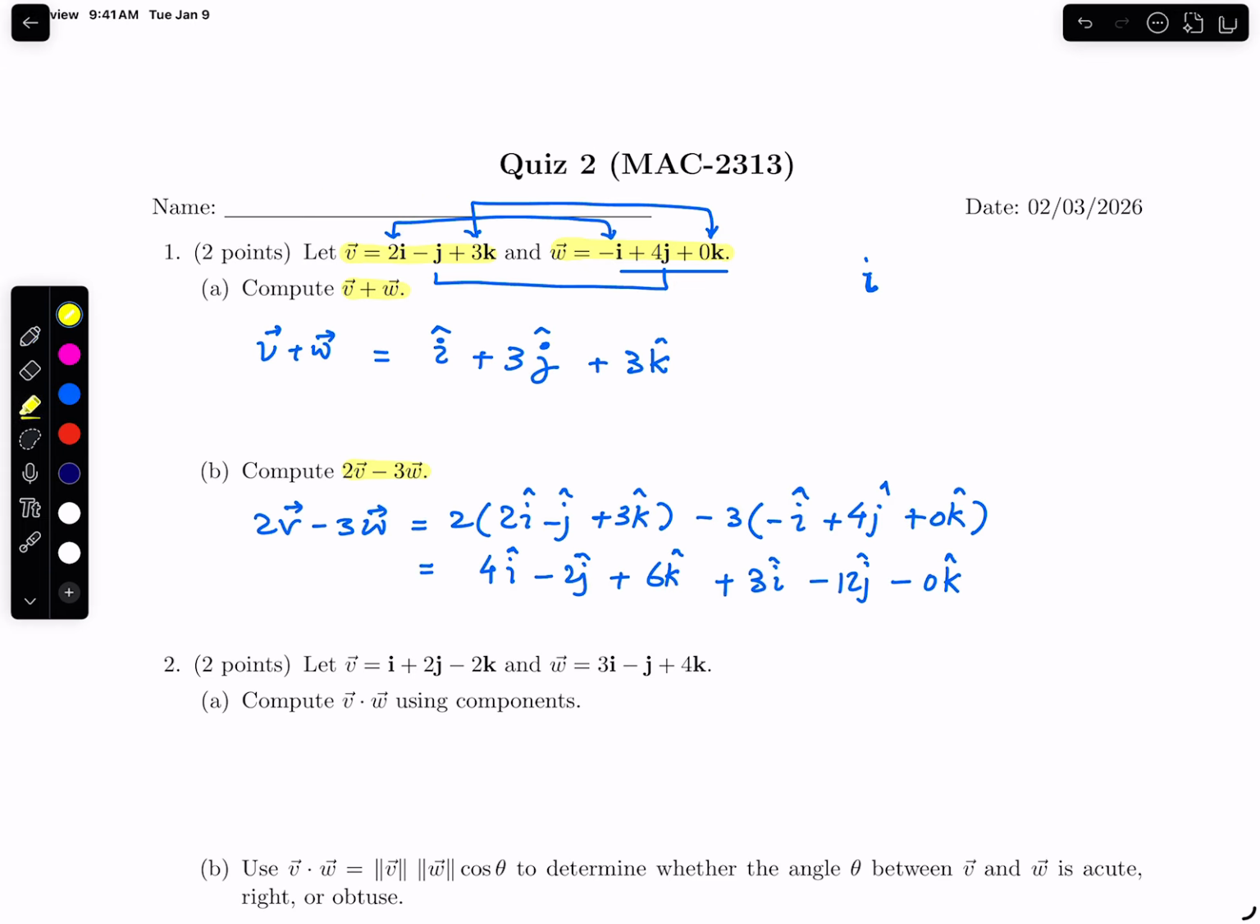Now if I add corresponding components, 4i plus 3i will be 7i, and negative 2j and negative 12j would be negative 14j, and the last one is 6k minus 0k, which is 6k. I'm mostly talking about what the method is, so if there is any typo or any arithmetic mistake, please take care of that by yourself.